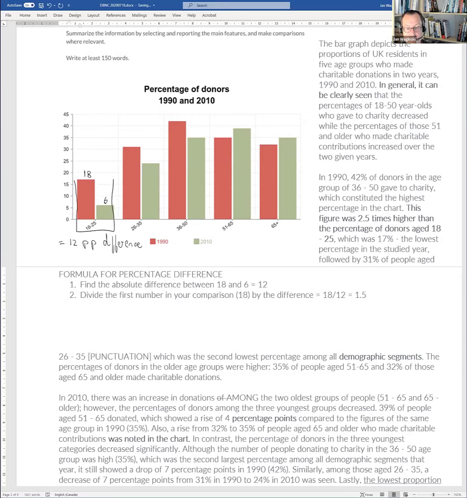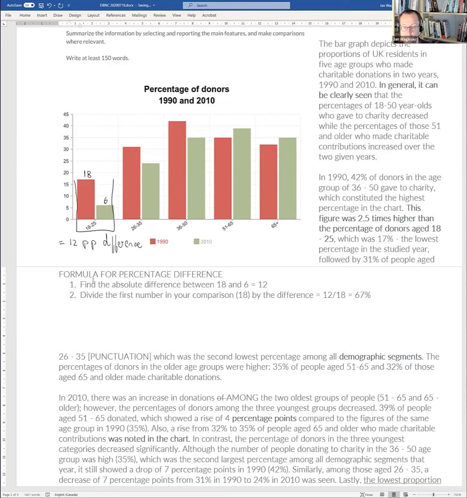Or what if we go in the opposite direction? What if we do 12 over 18? I think it's going to give you like 0.66 or something like that. Sorry, we did it the wrong way. Divide the difference, 12, by the first number in your comparison, 18. So it's 12 over 18. Made a mistake. Okay. So, 12 over 18 is? 66, I think, 0.66. Yeah, 66.666%. So we'll just round that to 67%.